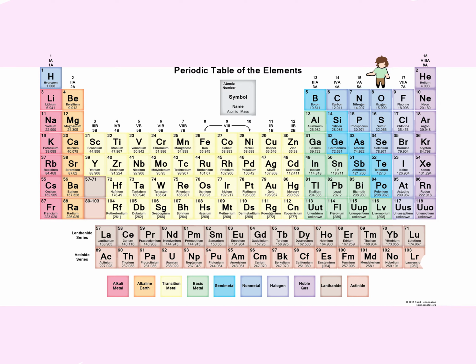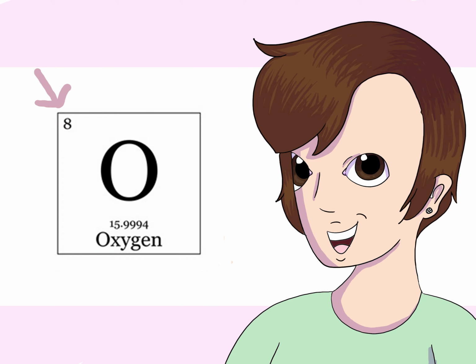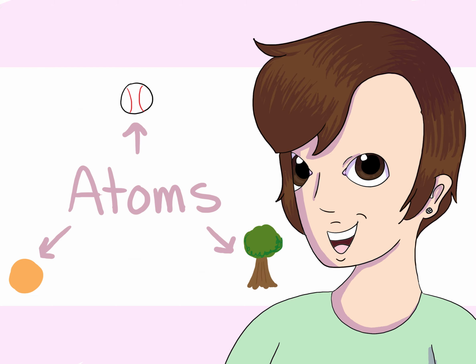Each square says information about each of the elements. Let's take oxygen, for example. This is the atomic number. It tells us how many protons are in an oxygen atom. What's an atom? Atoms are the tiny little pieces that make up everything.